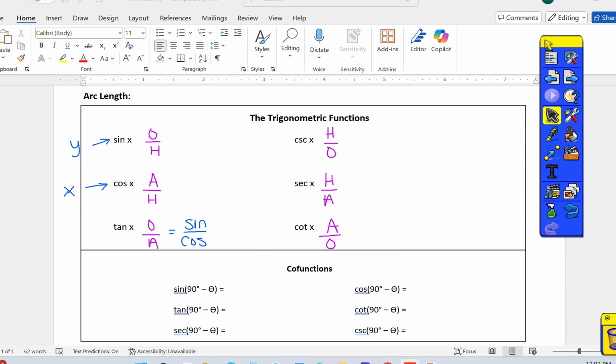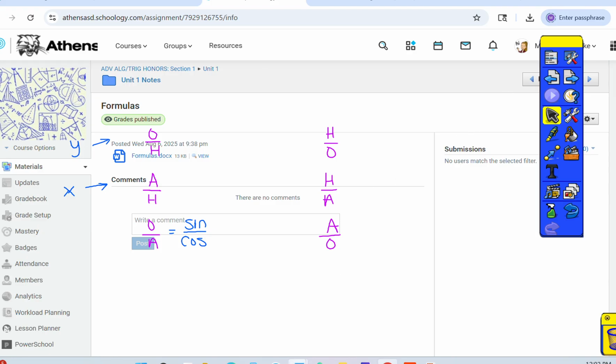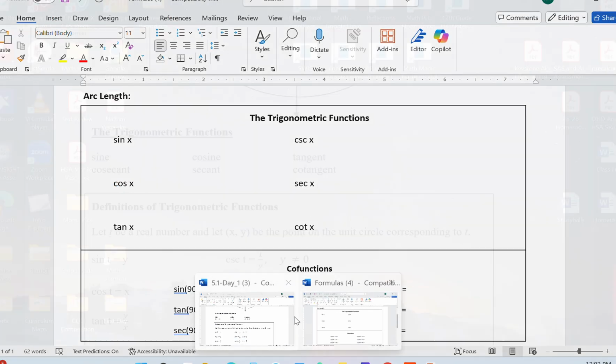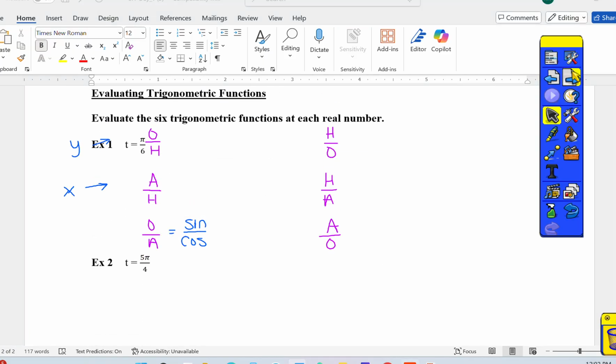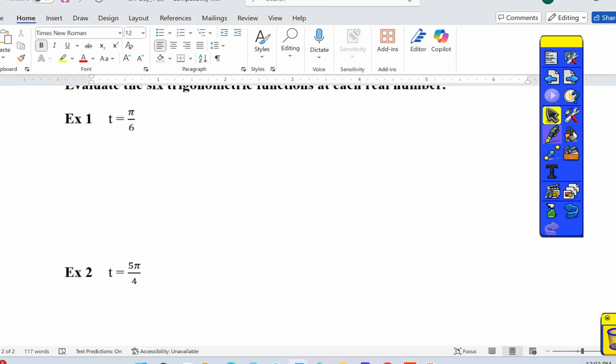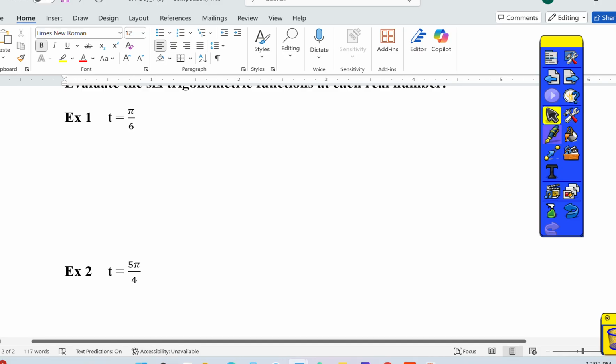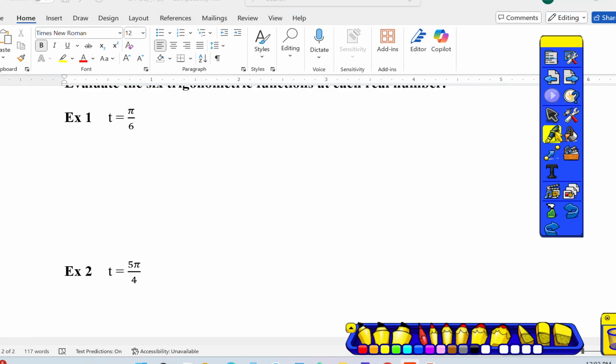Okay, let's go back to our notes and let's try some practice problems. So let's flip to the back. This is where a unit circle is going to come in handy. So you're going to want that out side by side with your formula sheet. We're going to find the six trig functions of pi over 6. So first, think about where pi over 6 is on your unit circle.